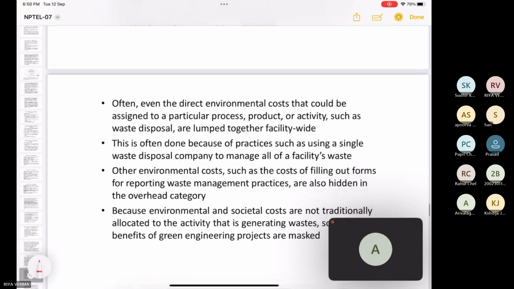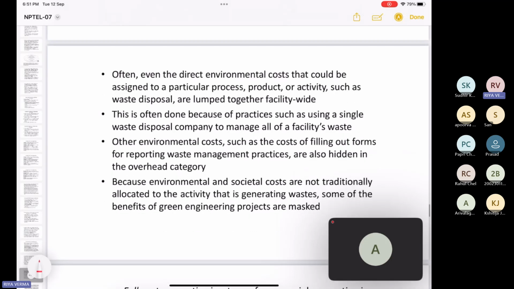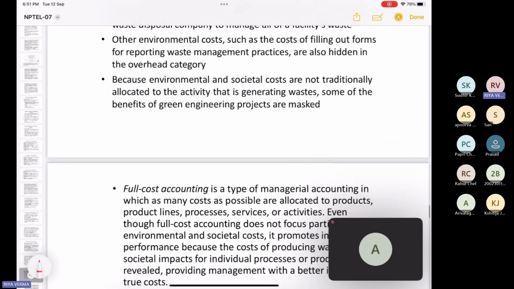So often, even the direct environmental costs that would be assigned to a particular process, product, or activity, such as waste disposal, are lumped together facility wise, like every industry or every single facility can lump sum the environmental costs. And this is often done because of practices such as using a single waste disposal company to manage all of a facility's waste. Other environmental costs, such as the cost of filling out forms for reporting waste management practices, are also hidden in the overhead category. Because environmental and societal costs are not traditionally allocated to the activity that is generating waste, some of the benefits of green engineering projects are masked.